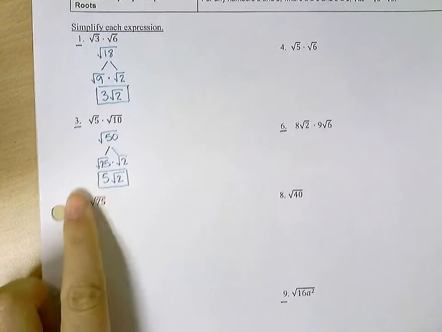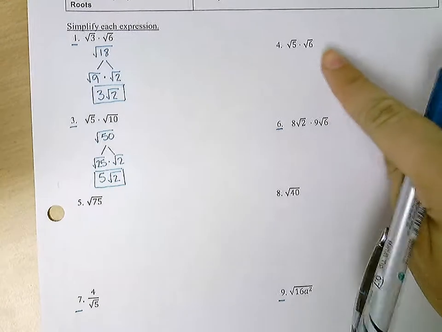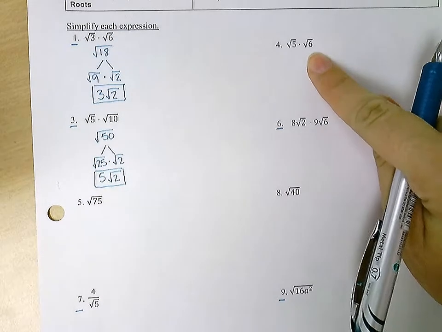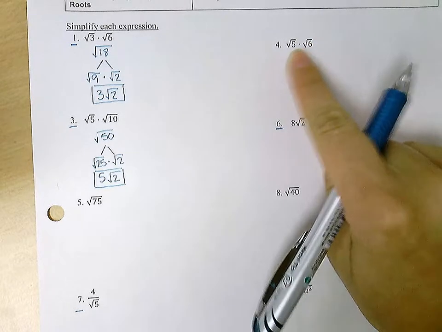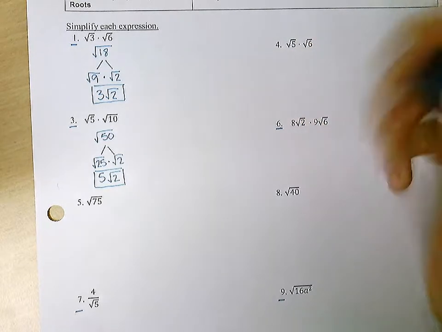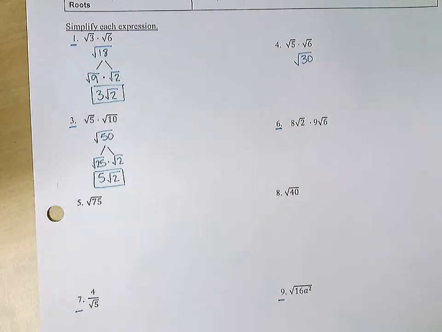Okay, questions on this one? All right, then coming up here to number 4. Again, we have a square root times a square root, so we can multiply those together to get the square root of 30.